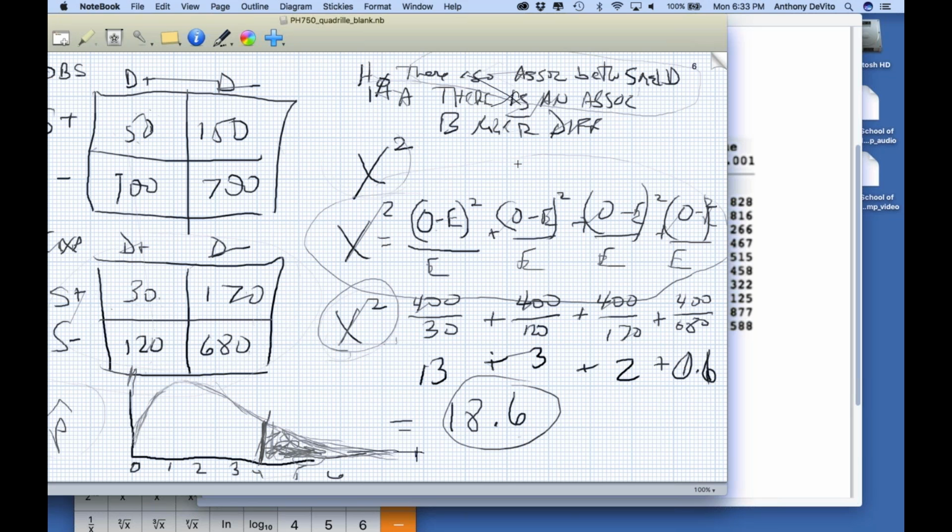Okay, rows minus 1 times columns minus 1. So that's chi-square. Now, when we use SPSS, SPSS will not only calculate the value of chi-square, but it'll also give us a p-value, right?